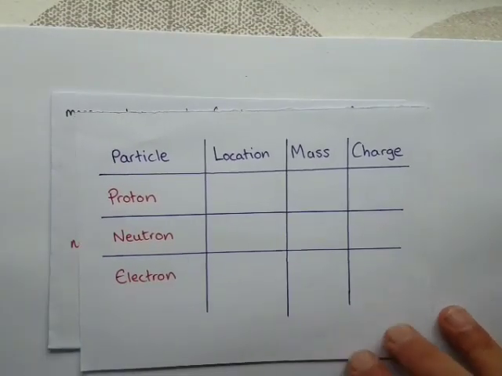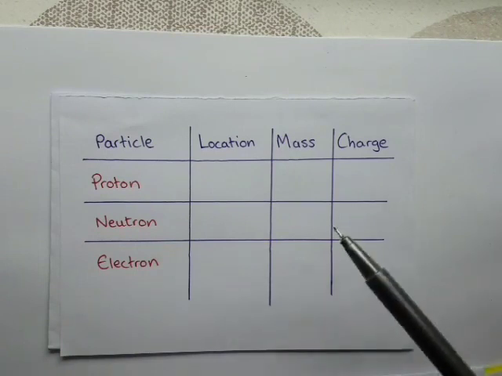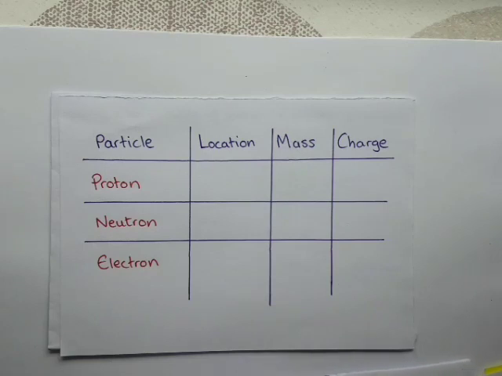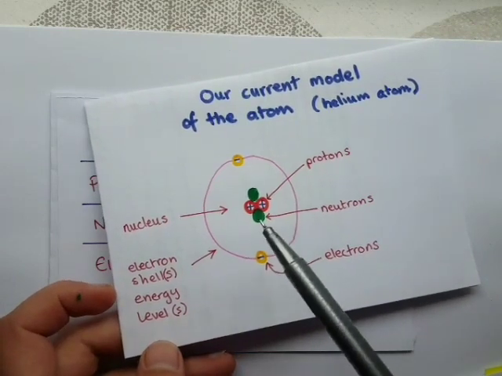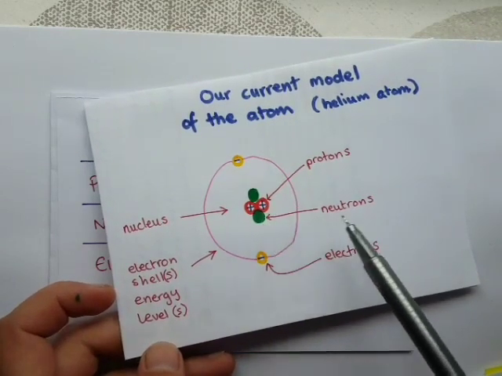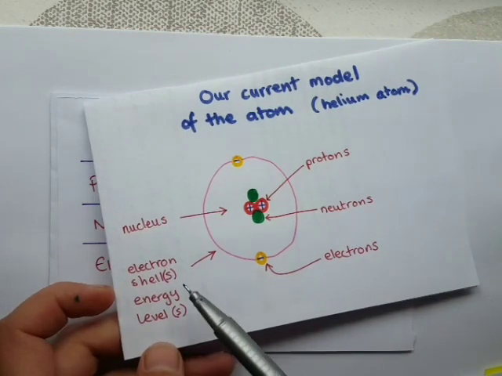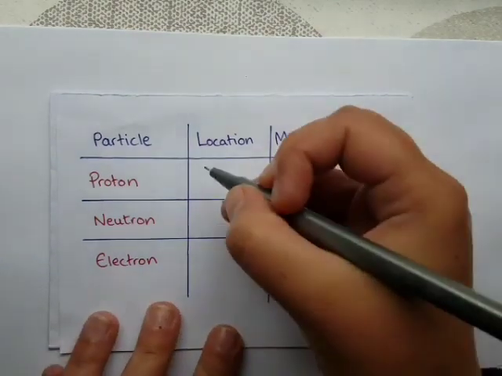What we need to remember for each particle is their location, mass and charge. Really, it's the mass that's relevant to mass number, but this is just a summary of all the information you need to know about the atom. So, location: if you've watched my last couple of videos and if you know a little bit about the atom, you should be able to do that quite easily. Having a little look at our current model of the atom, we can see that we've got protons and neutrons in the nucleus of the atom and electrons orbiting the nucleus in electron shells or energy levels. So, location's nice and easy.